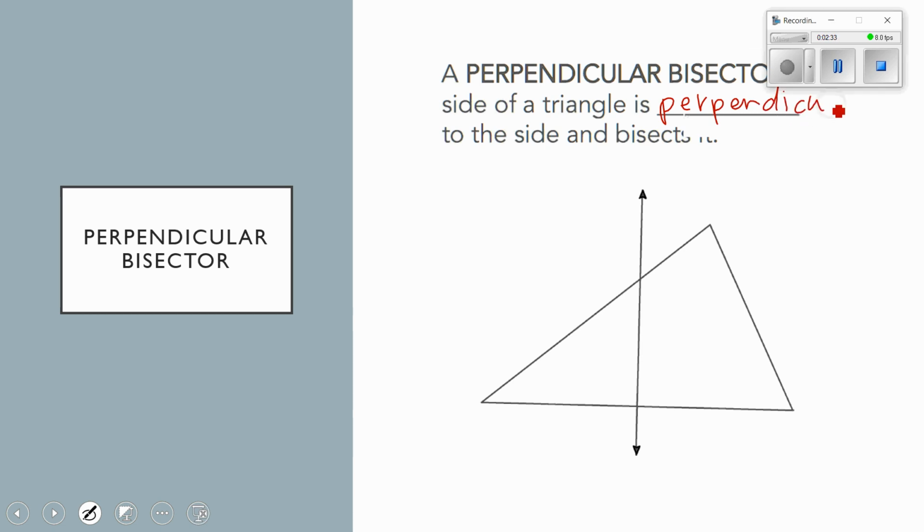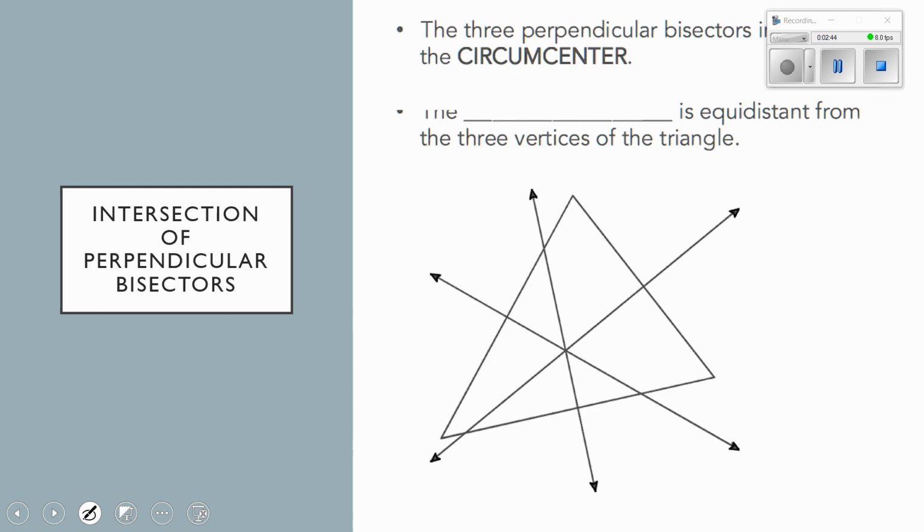So what that means is you get two 90-degree angles right here and two equal sides right here. With perpendicular bisectors, when they overlap, where they meet in the middle, that is called the circumcenter. And the circumcenter, the only thing you need to know about it is that it's equidistant from the three vertices. So this is the circumcenter right here. It is the same distance from this vertex, and this vertex. All equidistant, all the same distance.